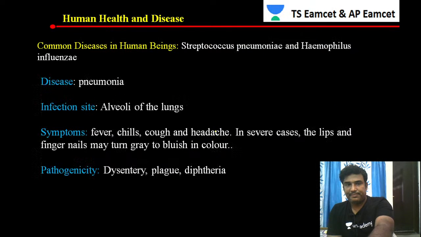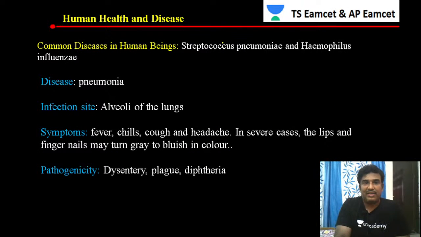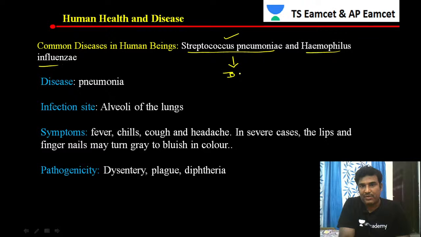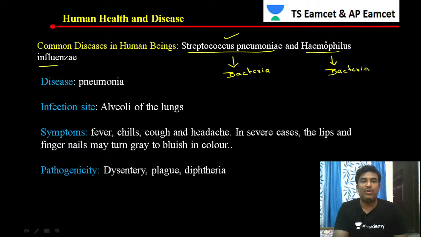Let us move to the next one. Let us see another disease which is occurring in human beings, that is caused by Streptococcus pneumoniae and Haemophilus influenzae. Both are bacteria. Haemophilus is a genus and influenzae is a species. So both Streptococcus pneumoniae and Haemophilus influenzae are members of the bacteria.